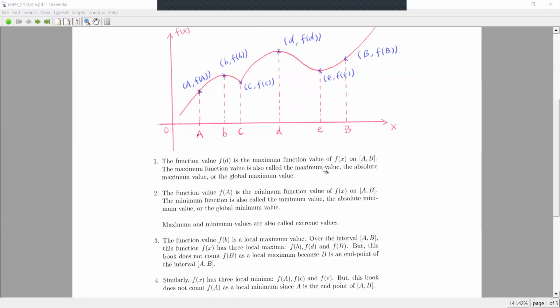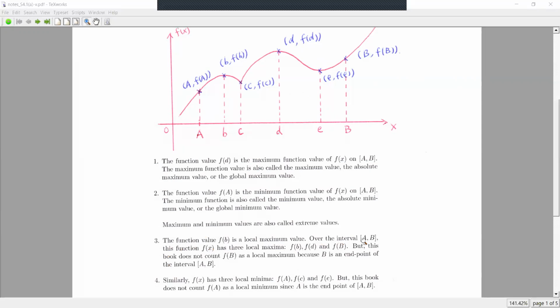We have considered the highest point and the lowest point. How about other points? Say, how about this point? Clearly, globally, this point is not the highest point. But locally, it is the highest. So we say that the function value at this point, the y-coordinate, f of B, is a local maximum function value.